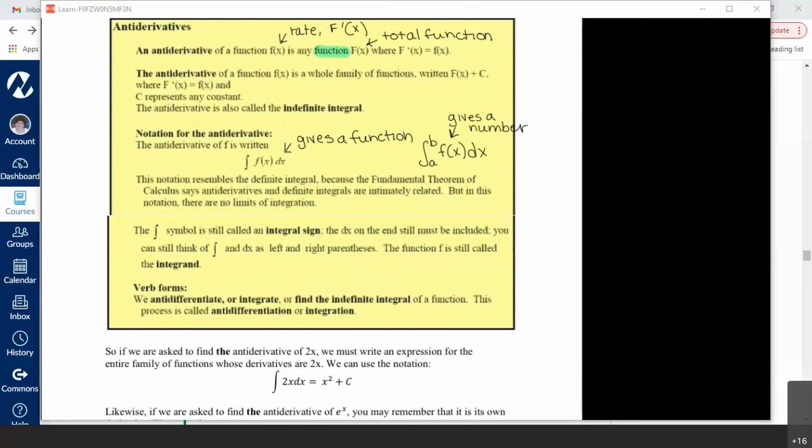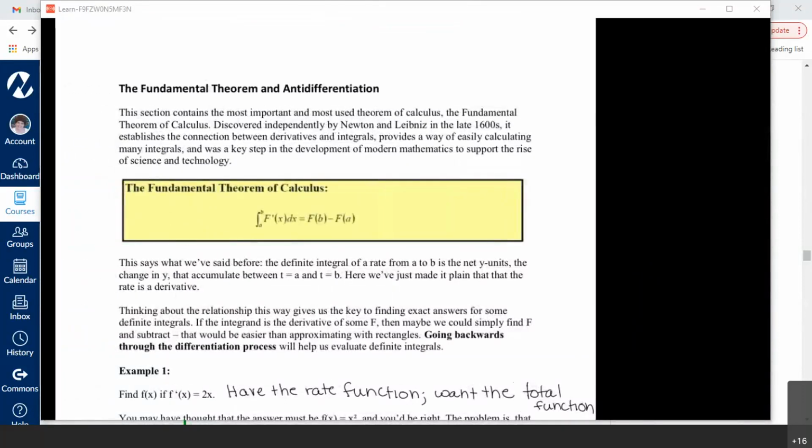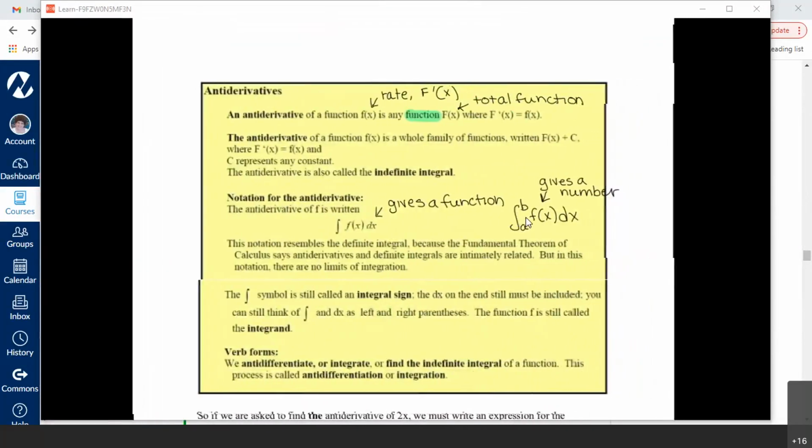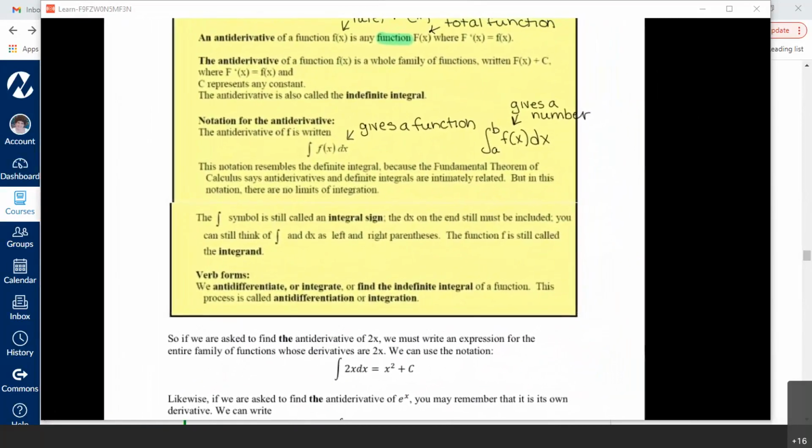And again, when you have this sort of situation, you don't want to start building tiny little rectangles. It'll take you forever. What we're going to do is first find the antiderivative of f of x, and then use the fundamental theorem to just subtract that antiderivative evaluated at the upper bound minus the lower bound. So antiderivative figures into definite integrals.